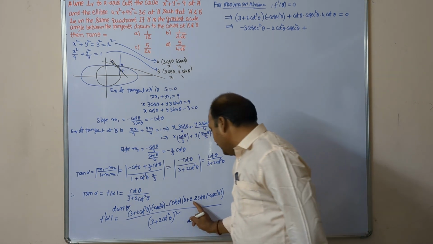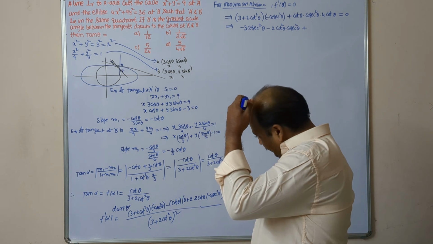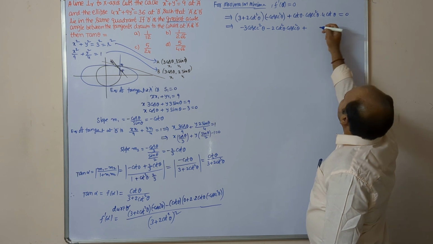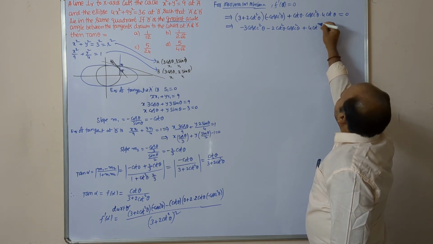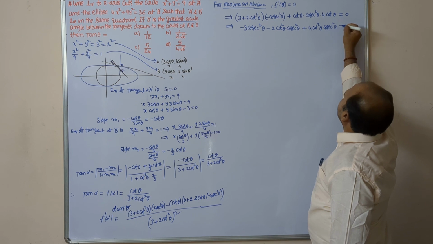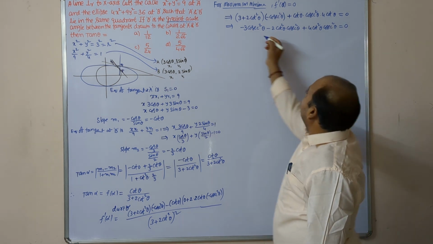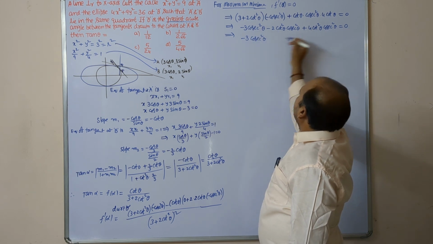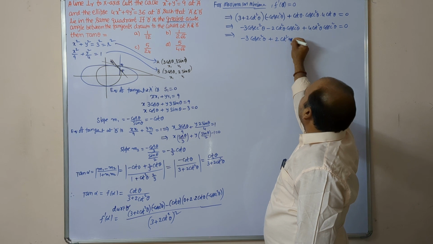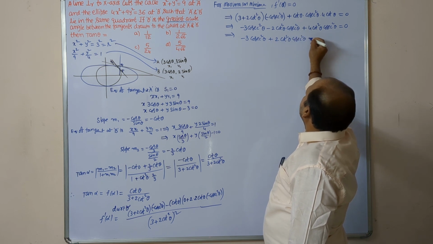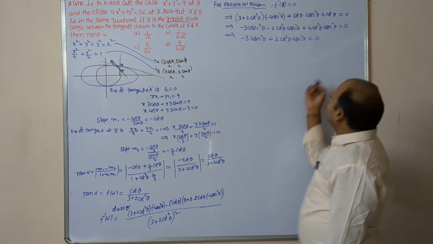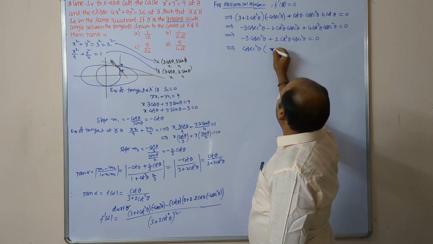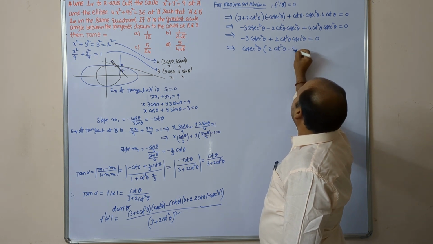After taking LCM here, minus 3 cosecant square theta, that's okay. Yes, sir. Here 4 cot square theta cosecant square theta, everything is right. So these minus values I'm taking, before that I will simplify more. Minus 3 cosecant square theta plus 2 cot square theta into cosecant square theta is equal to 0. Cosecant square theta, you take it common. Cosecant square theta, if you take out common, 2 cot square theta minus 3.